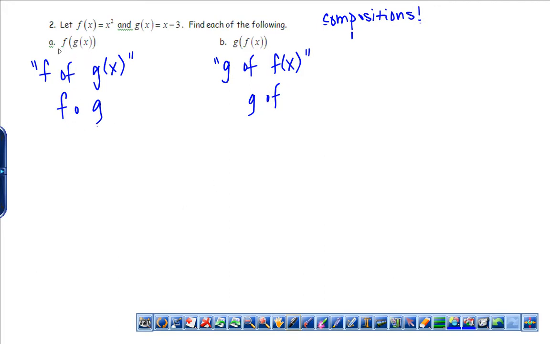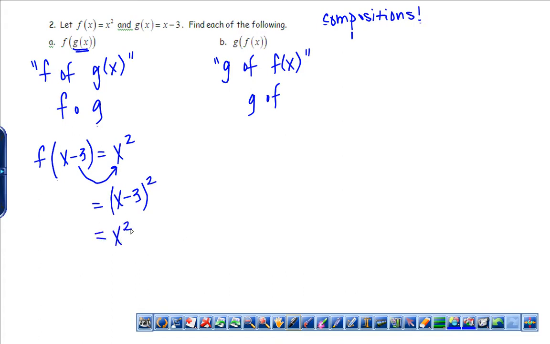Okay, if I see this as f of g of x, the first thing you need to do is replace this g of x. So I'm going to start with f and replace the g of x in the middle with x minus 3. So take your f function, which is x squared, and replace that. So now I'm going to have x minus 3, and I'm going to square that. So you're going to double distribute, and that should be x squared minus 6x, and that would be plus 9.